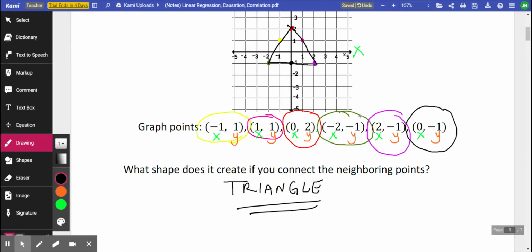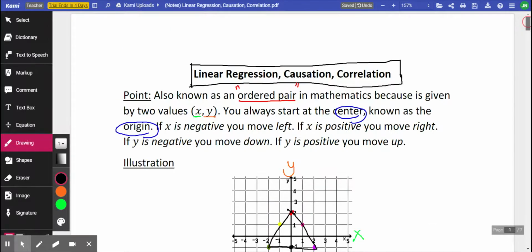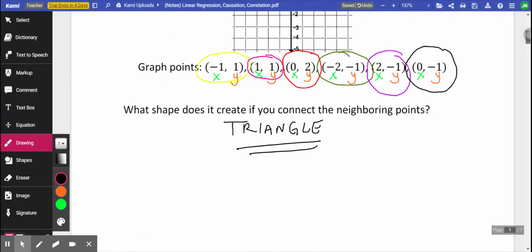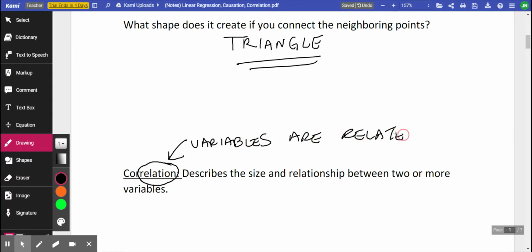So essentially what we just reviewed is how to graph points, because we're going to need to graph points when we look at linear regression, causation, and correlation. Now that we know that, correlation describes the size and relationship between two or more variables. Correlation has the word relation in it because it basically means that stuff is related to each other. So the variables are related in some way, shape, or form.